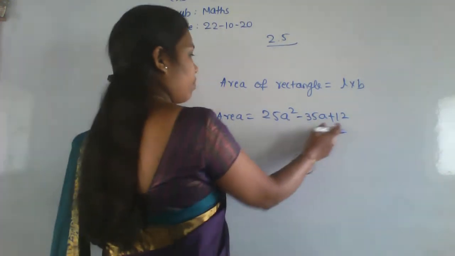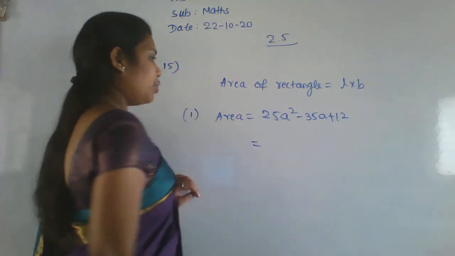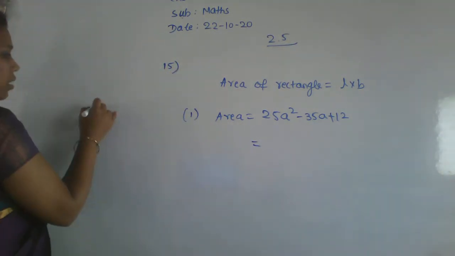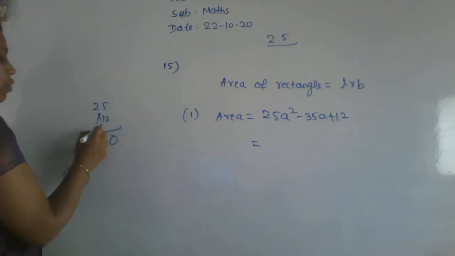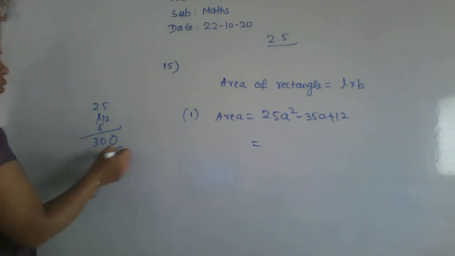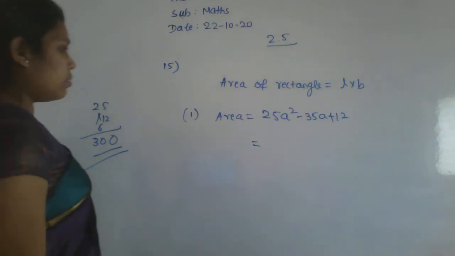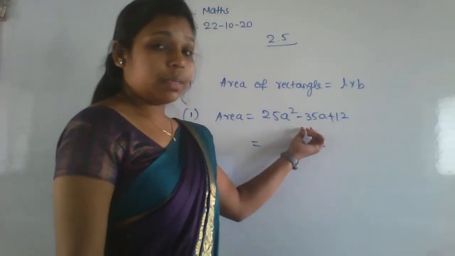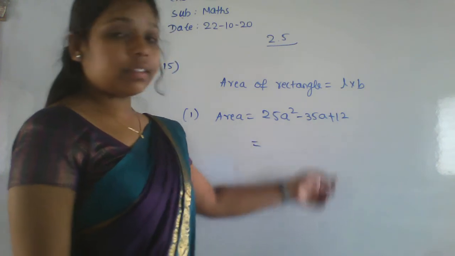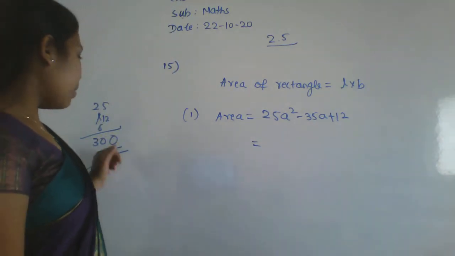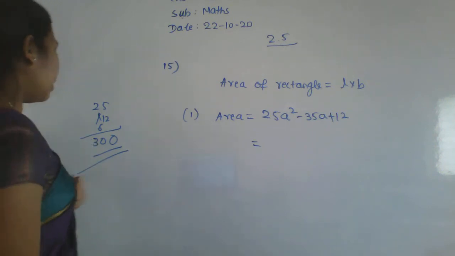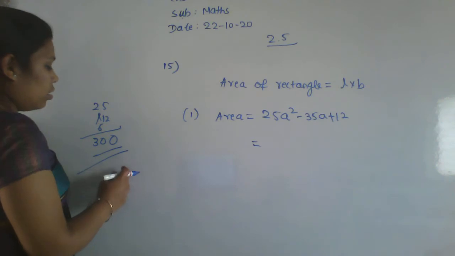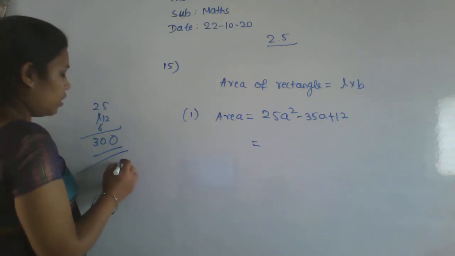So 25 into 12 is how much? 25 into 12 is 12 5s are 60, 12 2s are 24, 24 plus 6 is 300. Okay, so we want 300, and the same way if we do the subtraction or addition, then we have to get a 35. Middle number is 35 there, and multiplication 300. What are the factors here? What are the factors of 300?